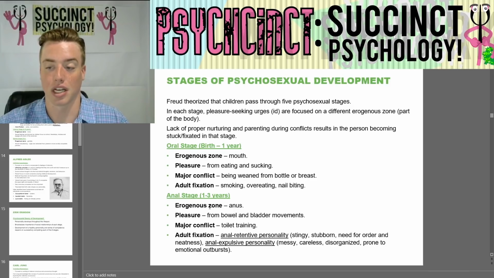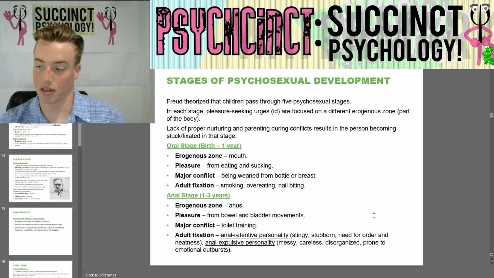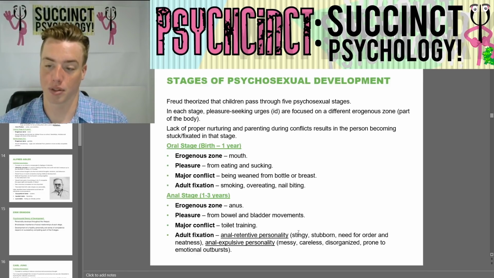Then we have the anal stage, which is 1 to 3 years. Erogenous zone: anus. Pleasure from bowel and bladder movements. Major conflict: toilet training. Adult fixation: anal retentive personality, they get stingy, stubborn, with a need for order and neatness, and anal expulsive personality, which is messy, careless, disorganized, prone to emotional outbursts.